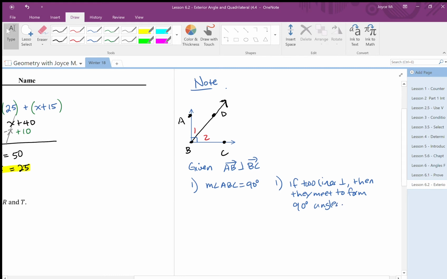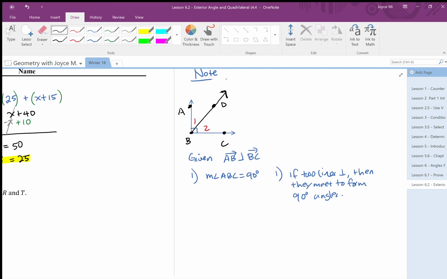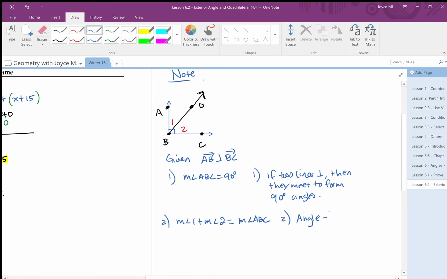So what type of justification do we use for the next one? What if I want to say angle 1 plus angle 2? Let me use this statement. Number 2: measurement angle 1 plus measurement angle 2 equals 90. Well, we know that measurement angle 1 plus measurement angle 2 gives the big angle, by the angle addition postulate. So that's measurement angle ABC. Number 2 here will be the angle addition postulate, because the two smaller angles add up to the big one.